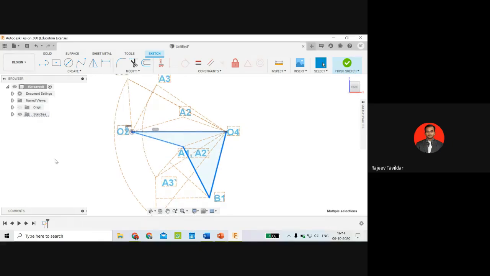So your final drawing should look something like this. All other lines should be thin lines or construction lines, and only this final mechanism should be with thick lines.